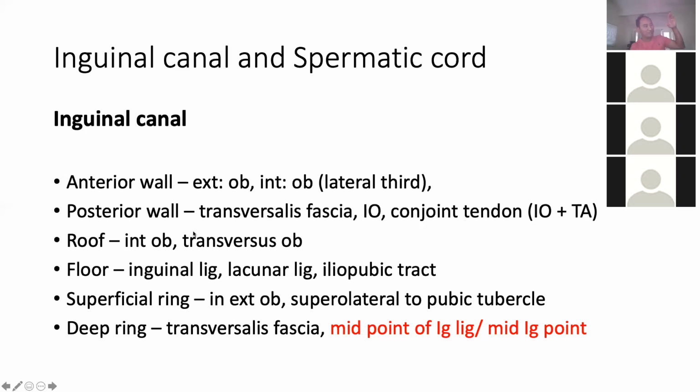The roof is the arching fibers, because the internal oblique on the lateral side is stacked to the external oblique, and on the medial side it is stacked to the posterior wall, the transversus abdominis. Therefore, it forms a roof. The floor is the inguinal ligament, lacunar ligament, and iliopubic tract. The superficial ring is in the external oblique, lateral to the pubic tubercle, and the deep ring is in the transversalis fascia, which is like something being pushed out like that.